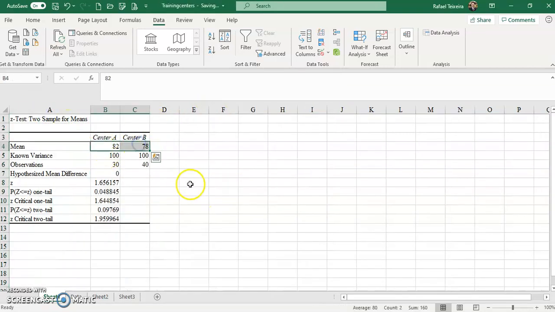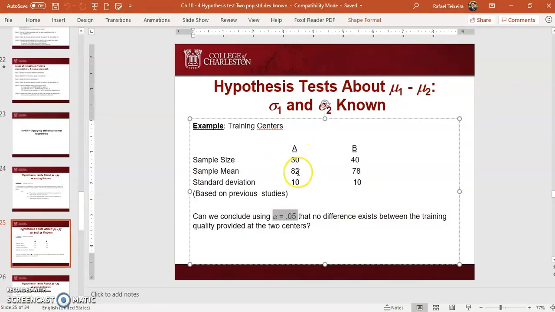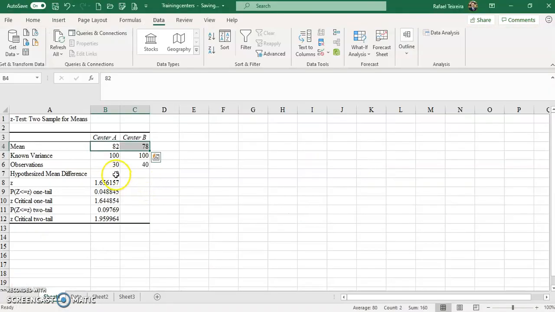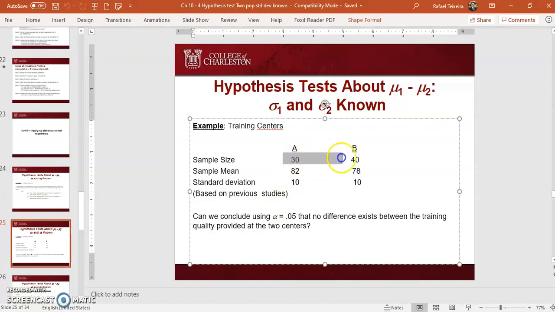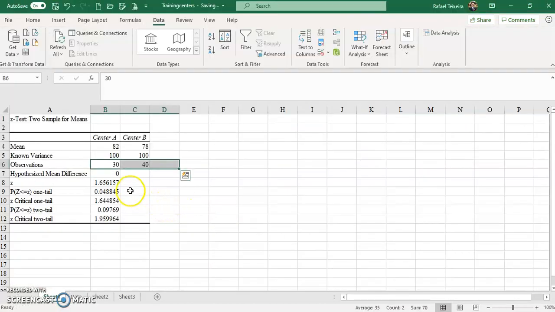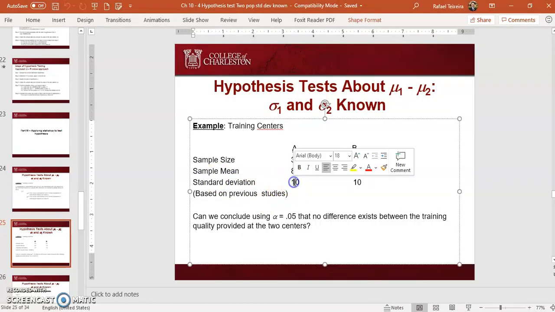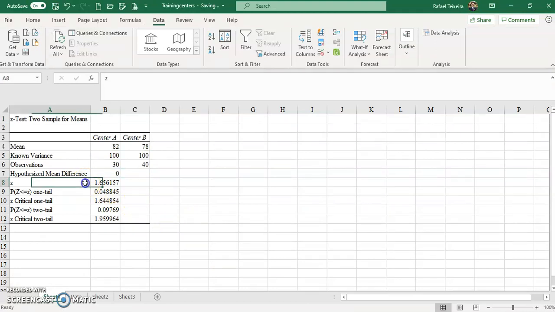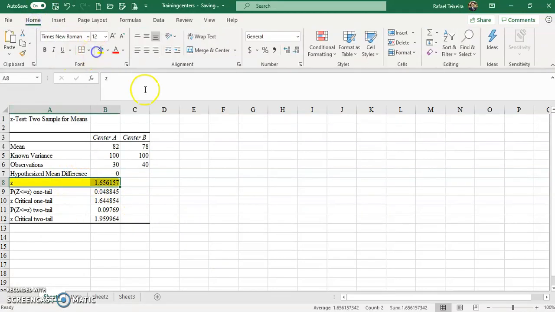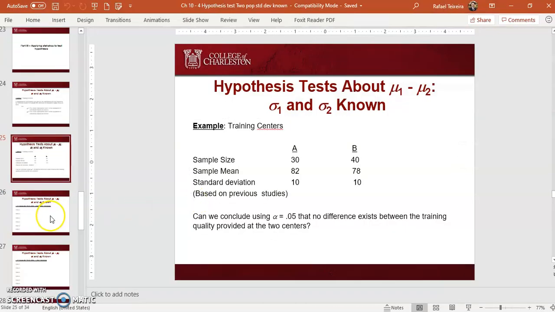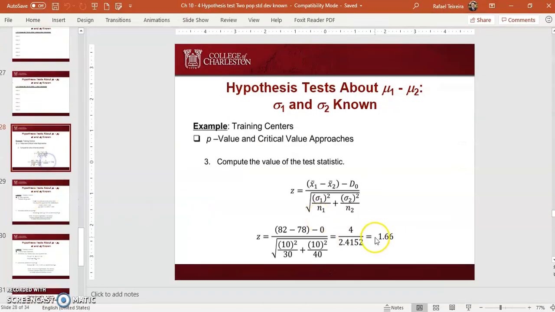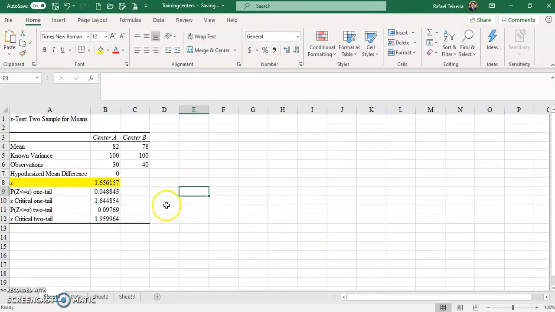So here are the means. If you take a look, it's the same means we have here. We have 30 and 40 observations, and the hypothesized mean difference is 0. The variance is 100, which is the standard deviation squared for each one. And then we have the z-score. Look at the z-score. The z-score is 1.66, the same z-score we computed by hand, which is available in our slides right here, 1.66.